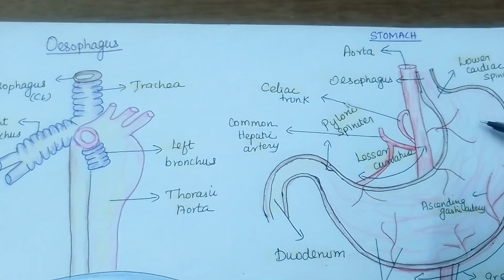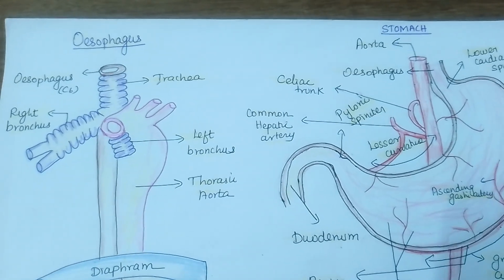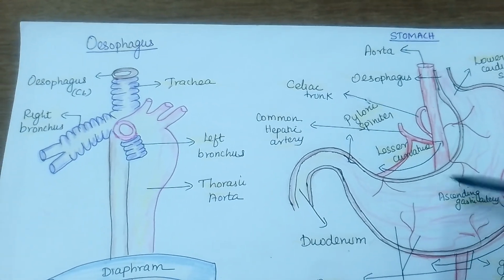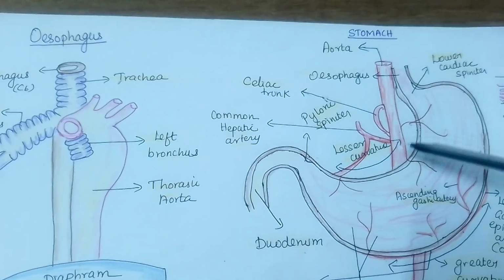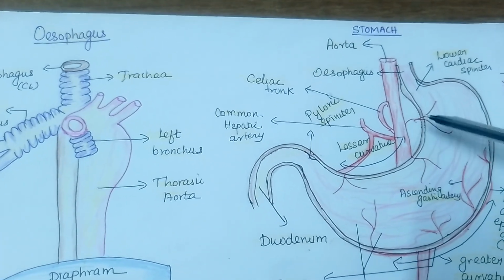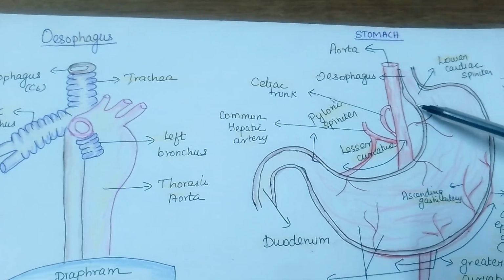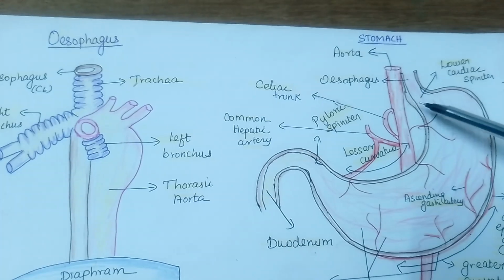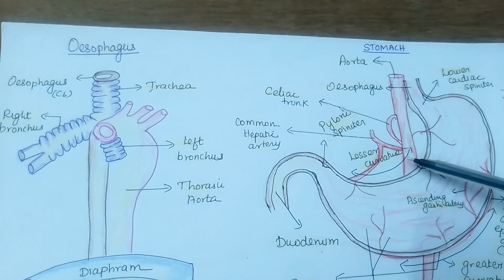It has two curvatures, the lesser curvature and the greater curvature. The lesser omentum and the greater omentum are attached to them. The lesser curvature is the place where ulcers mostly form. That's why, in applied anatomy, ulcers will be forming mostly in the lesser curvature area.